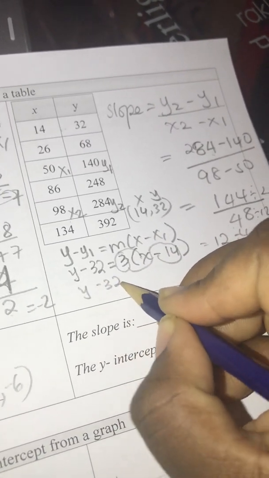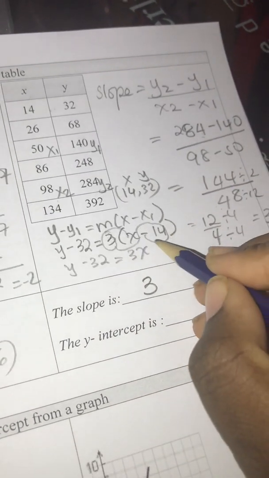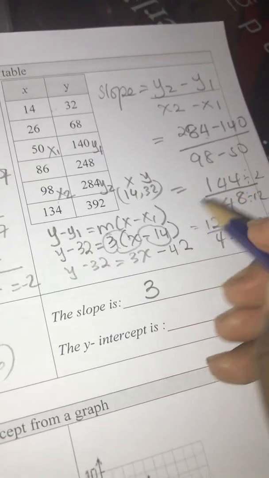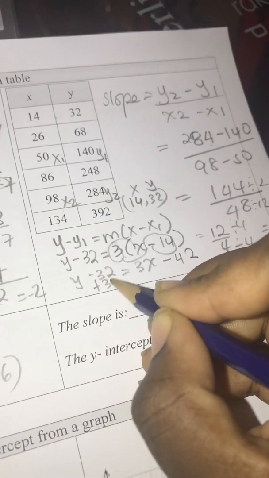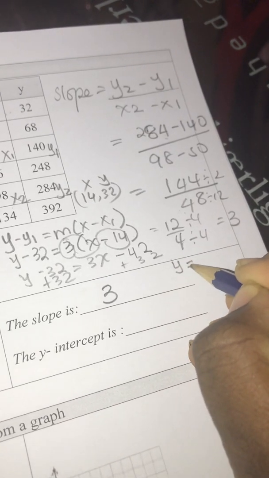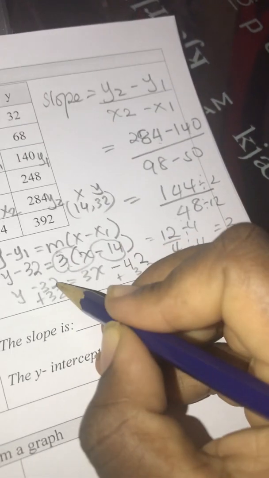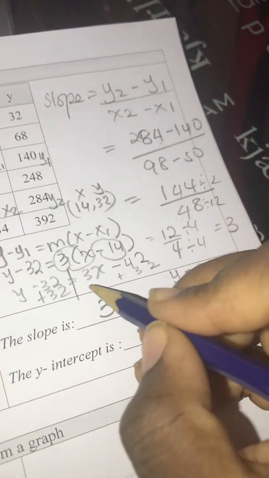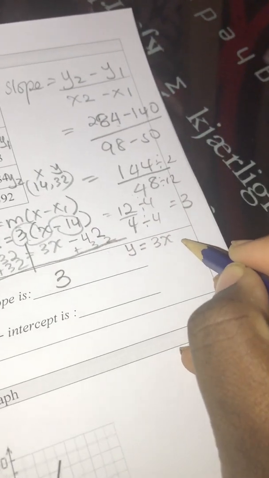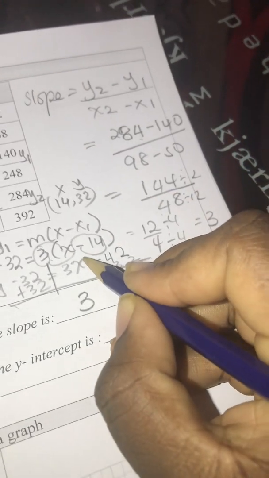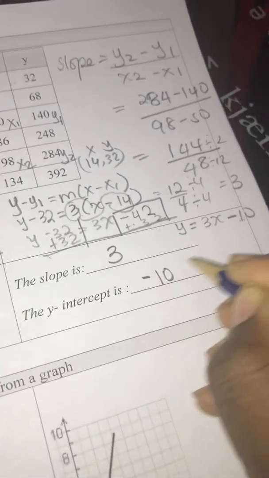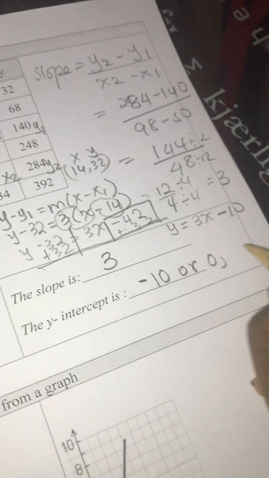y minus 32 equals 3x minus 42. Am I right? 14 times 3. Yes. Plus 32, plus 32. My equation should be y equals 3x. Don't forget your bridge. This is 3x, this is 10, and that will be negative 10. Negative 42 plus 32 is negative 10. My y-intercept is negative 10 or 0, negative 10.